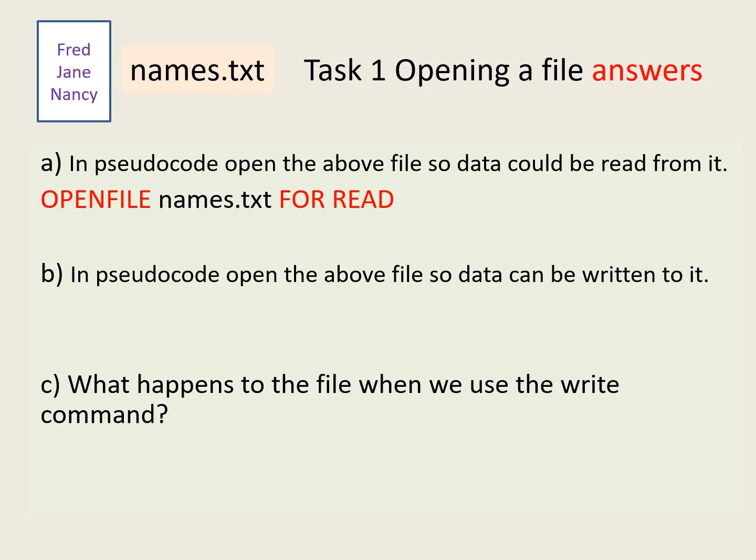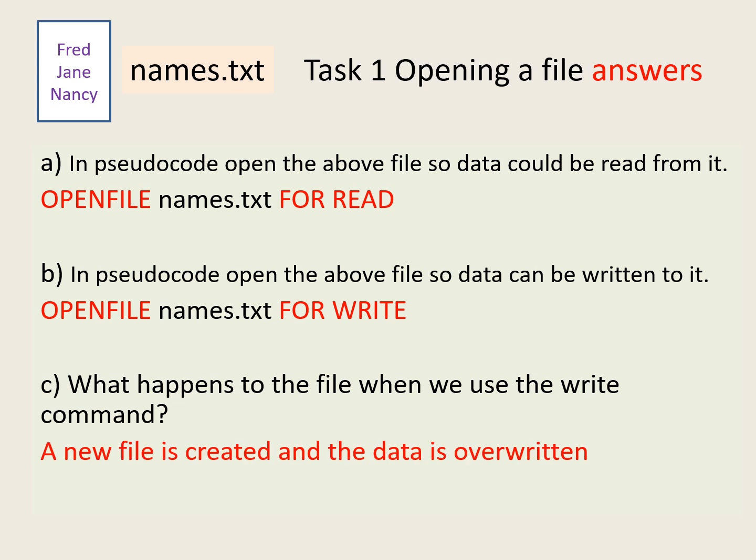Okay, so the first one, we want to read data from the file, so we're going to say open file. The file is called names.txt, so important we add that extension, the .txt, and we'll open it for read mode. Then the second one, we want to write data to it, so we open file names.txt for write mode. And then part C, what happens to the file when we use the write command? As we just talked about on the previous slide, a new file is created and the data is overwritten. So when we open the file for write mode, we're essentially overwriting the data that's there, creating a new file, which we can then write information to.